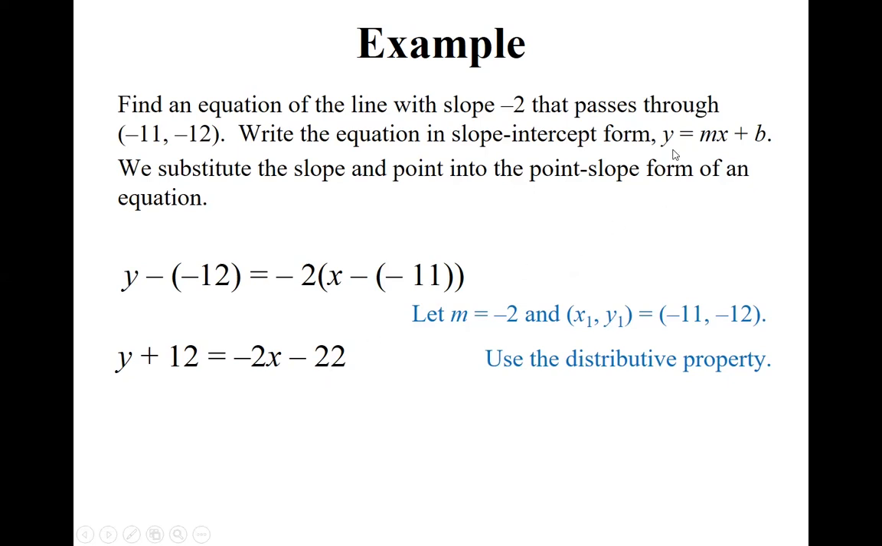Finally, since we want it in slope-intercept form as a final answer, solve it for y. Subtract 12 from both sides. Negative 22 minus 12 is negative 34. So our slope-intercept form of the answer is y equals negative 2x minus 34.